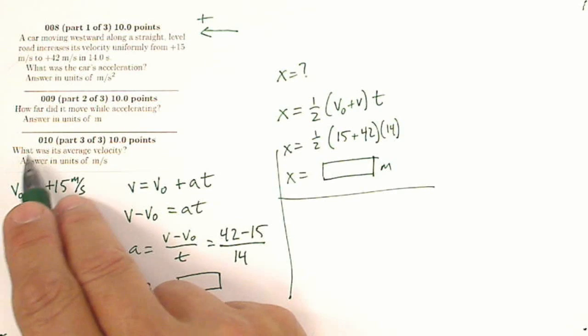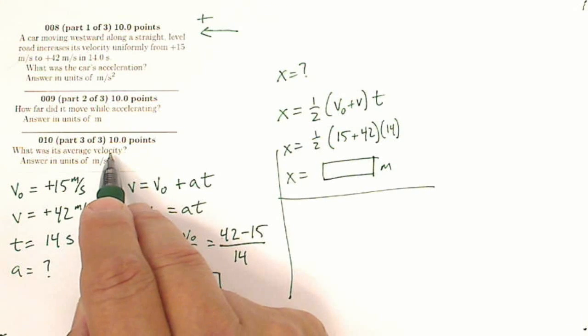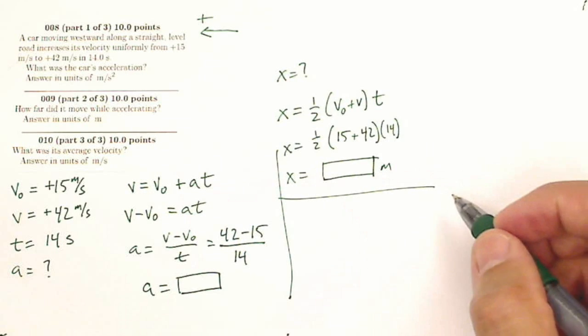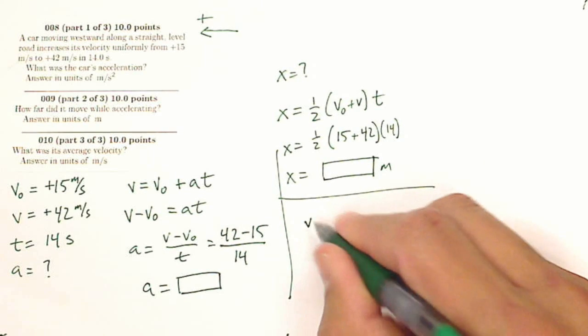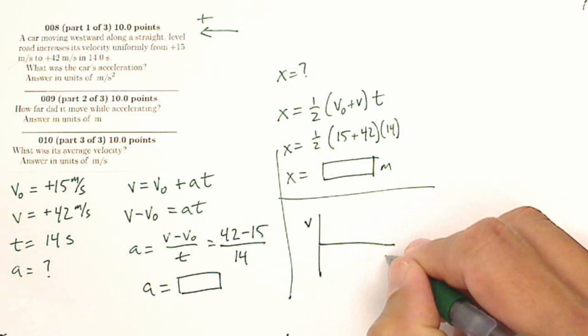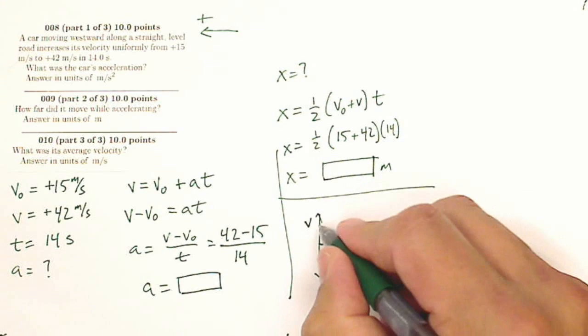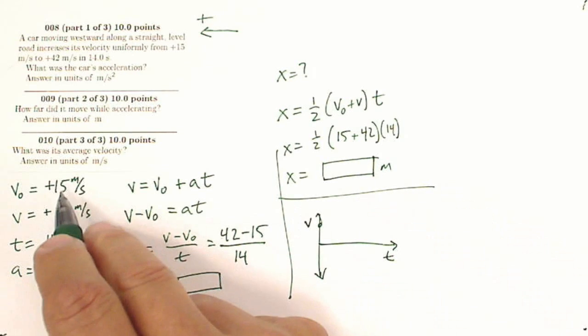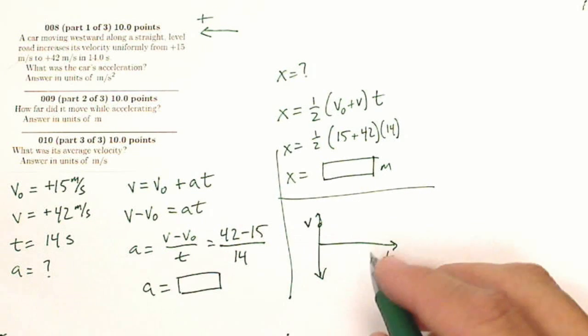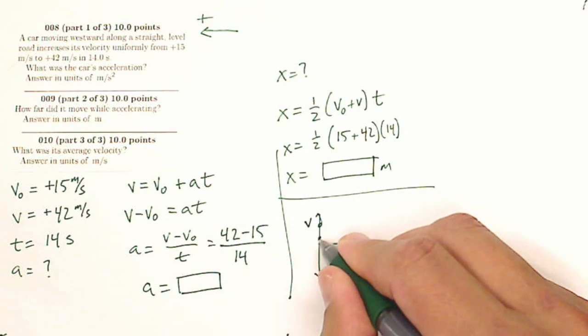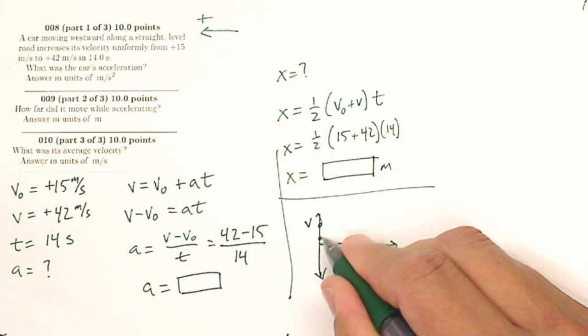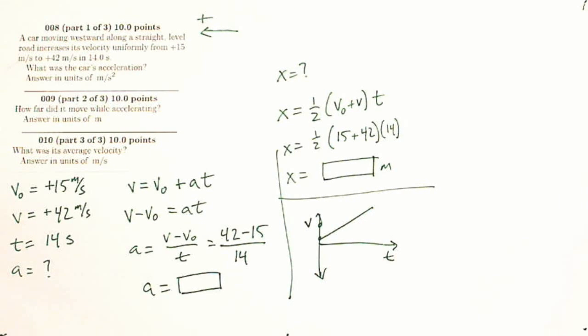Question 10 says, what was its average velocity? Now think about that, average velocity. When something is constantly accelerating, if I had myself a velocity versus time graph, then in this case I'm starting from a higher velocity. I'm starting with 15 and I'm going to 42. So let's say I start at 15 and I go up to 42. What my velocity would be doing is doing this over time. So I'm going from 15 to 42.